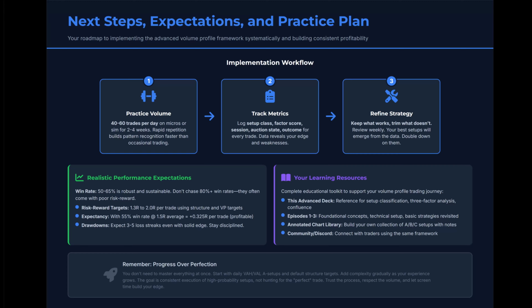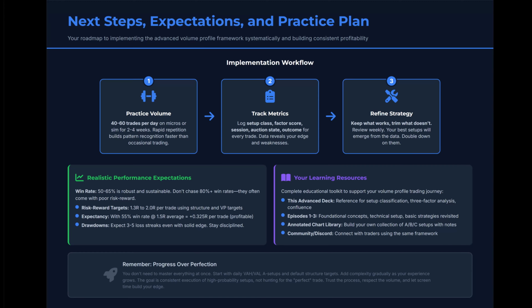Expectancy. Let's do the math. With a 55% win rate at 1.5 R average, your expectancy is plus 0.325 R per trade. That means for every 10 trades, you're netting about 3 R in profit. Over 200 trades, that's 60 R in profit. If you're risking 1% of your account per trade, 60 R equals a 60% account growth over 200 trades. That's sustainable, compounding profitability.